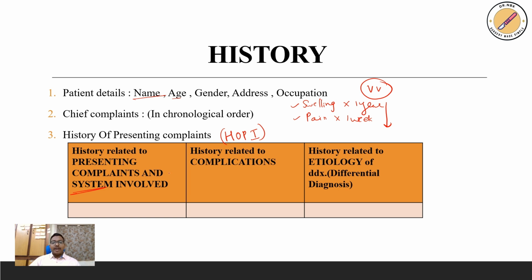Then, next is, for any case, you need to understand what happens if you don't treat that particular condition. Either the patient doesn't come or if it is left as such, then you can have certain sequelae. So they are nothing but your complications. You need to ask history related to those particular complications. Then whatever the presenting complaint, there will be certain causes for that presenting complaint. So you need to ask etiology, the differential diagnosis, whatever we think related to those particular presenting complaints. Okay, so these are the three main subheadings in case of history of present illness.